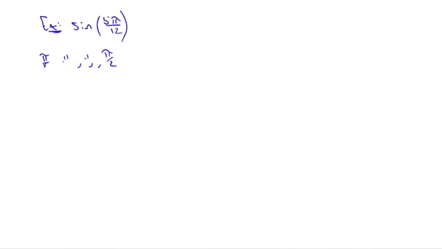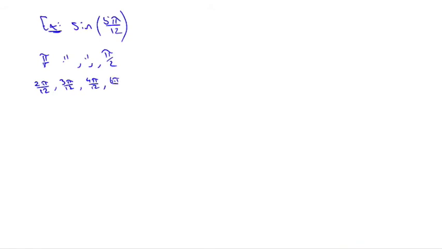So here's the trick. Change all of these into pi's over 12. So what's pi over 6 as pi over 12? How do you change pi over 6 into something out of 12? You multiply top and bottom by 2. So this becomes 2 pi over 12. This one becomes 3 pi over 12. And 4 pi over 12. And 6 pi over 12.